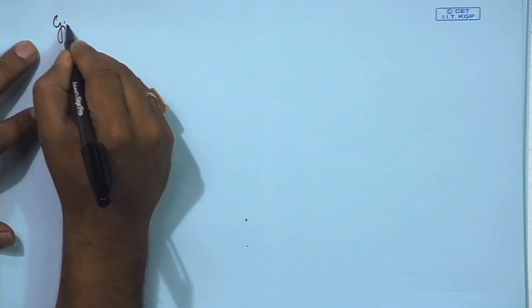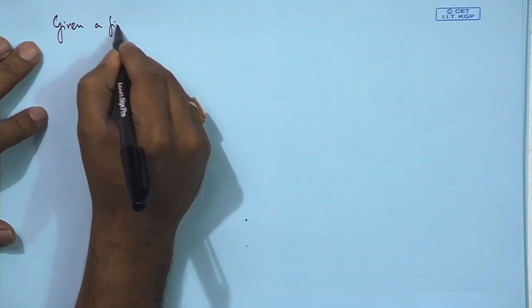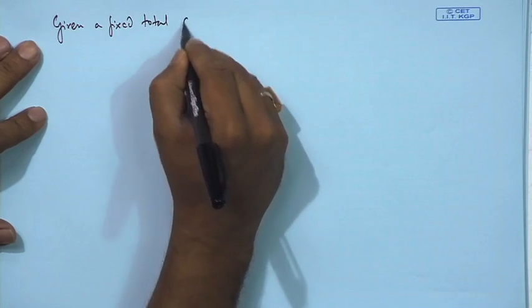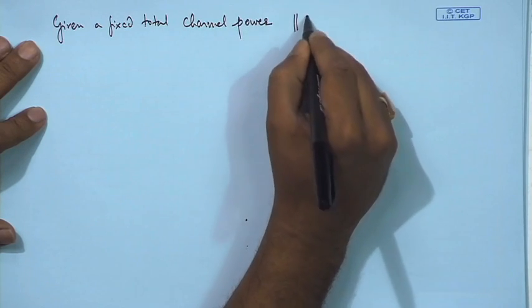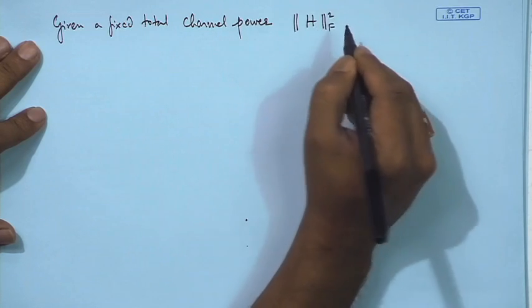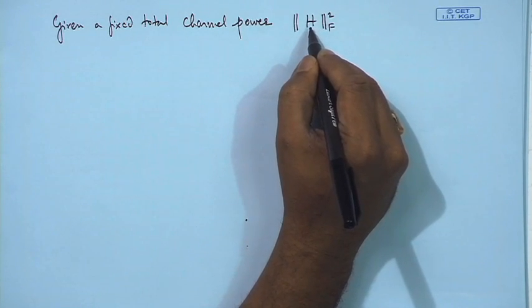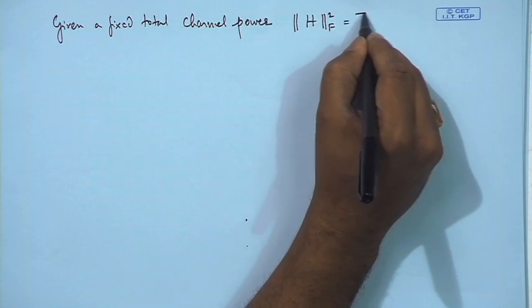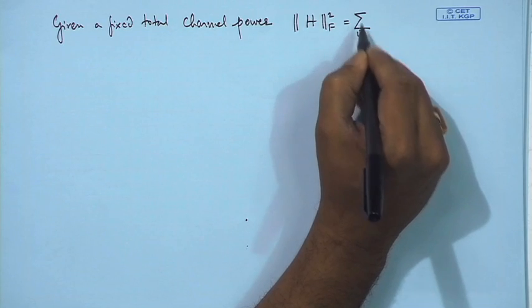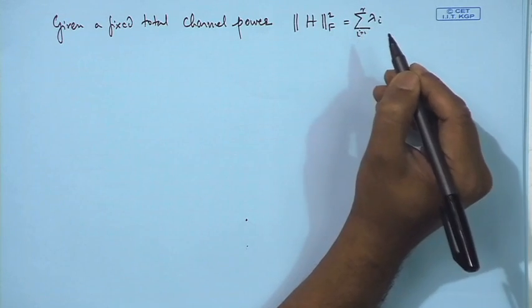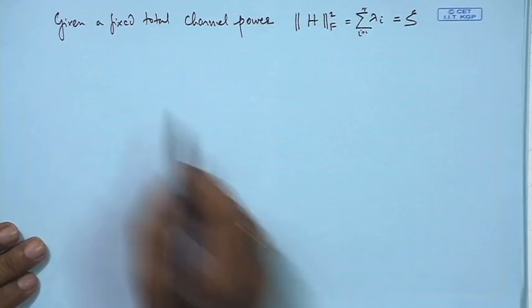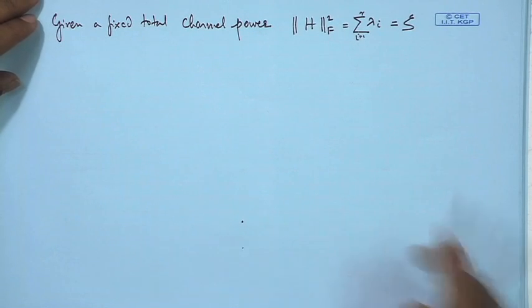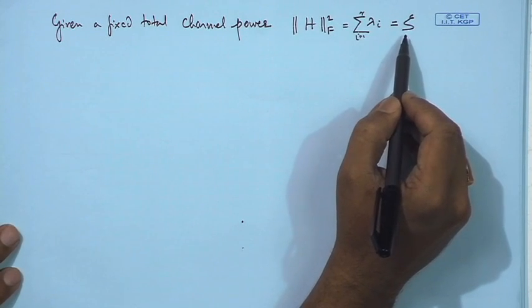So to do that, let us be given a fixed total channel power, indicated by the Frobenius norm squared of H. This we have studied: that is the sum of the elemental squared values, and this could be set equal to the trace of H Hermitian H, which is the sum of all the eigenvalues, and let us say this is equal to some constant zeta, and that is the given total fixed channel power. So that means the channel has a total power which is not changing.